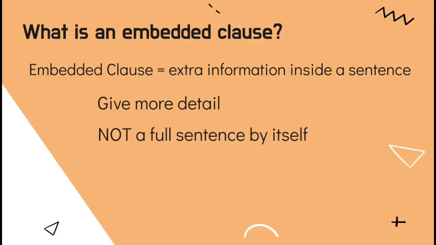So what is an embedded clause? It's extra information that sits inside a sentence. It gives more detail about something in the sentence. And here's the more important part. It's not a complete sentence by itself. It needs the rest of the sentence to make sense.